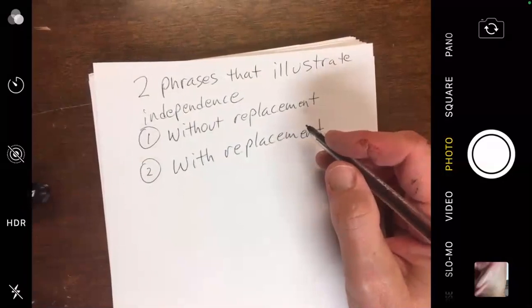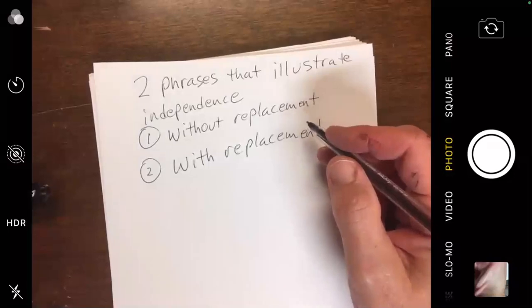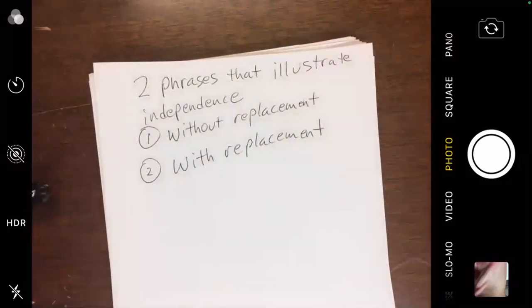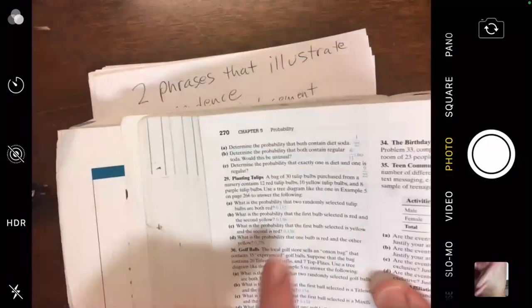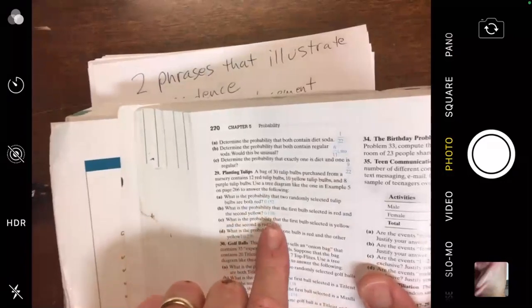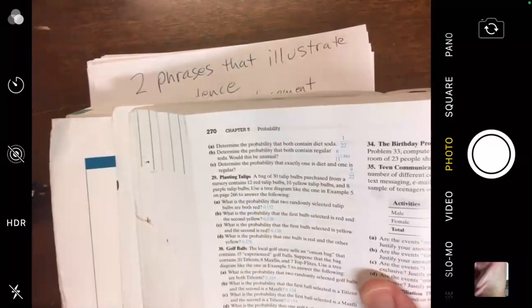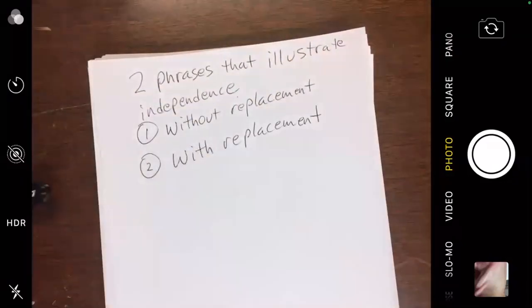Okay, let's see. Pick one here. The easiest way to illustrate this is like, 29. The tulip problem. Bag of 30 tulip bulbs purchased from a nursery. Well, they don't really use the phrases. Let's see. Should I use the phrase? Okay, let me do 23 first. It's a little easier, fewer numbers, and they do use these phrases. That would be easier to understand.